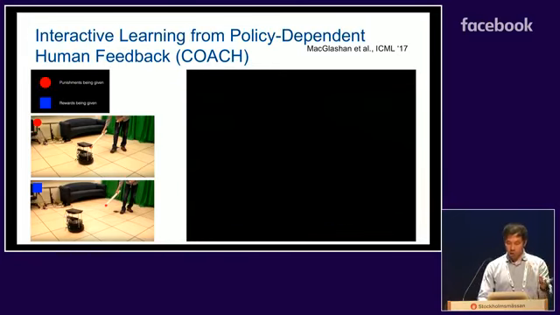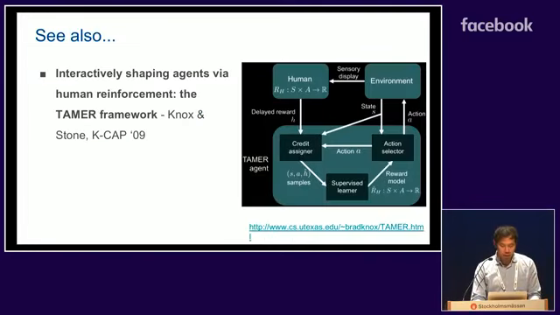You can check out more complicated experiments in the paper. And I just want to point out that a predecessor of Coach called TAMER uses related ideas, using human feedback to directly learn a policy to overcome the credit assignment problem of reinforcement learning, if you're interested.